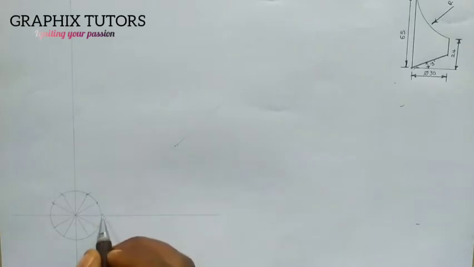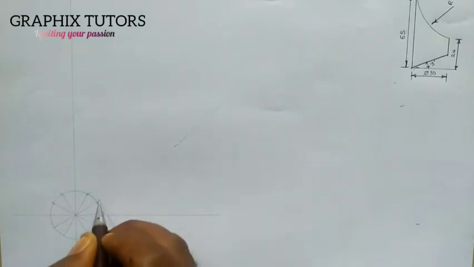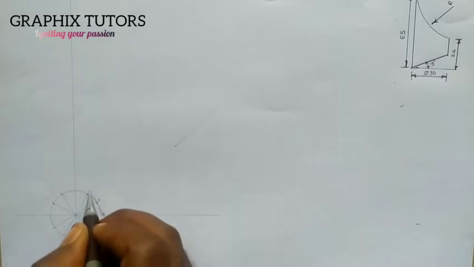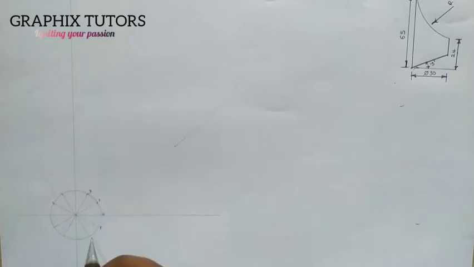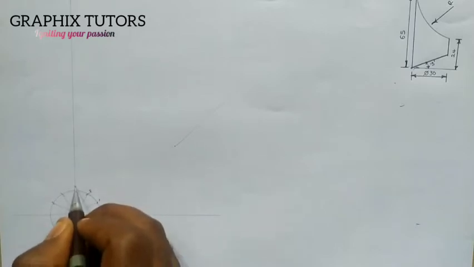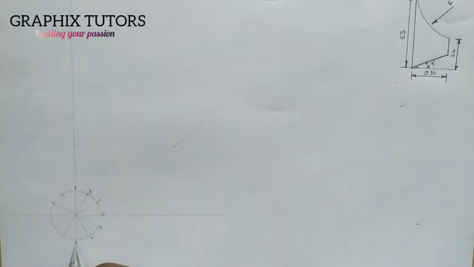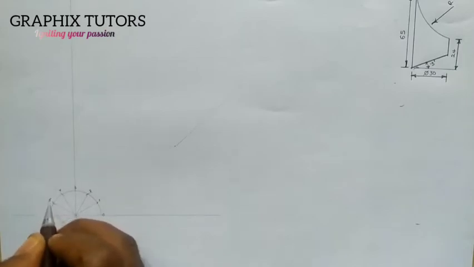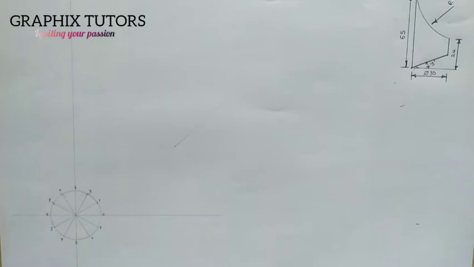So this point here will be 0, here will be 1, and here also be 1, because they are on the same point. Here will be 2, here also 2. Here will be 3, here 3. Here will be 4, here 4. Here will be 5, here also 5. Then we have 6, as you can see.